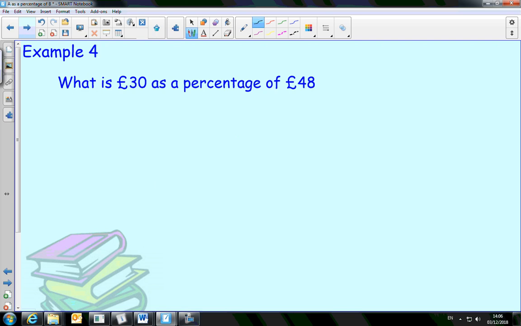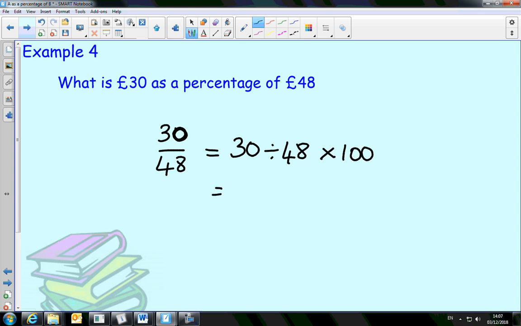And our last example we're going to do together, what is £30 as a percentage of £48? So again, the first thing would be write it as a fraction, 30 over 48. And again, we won't be able to write that as an equivalent fraction with over 100, so we're going to use our calculator, change it into a decimal initially, so it's going to be 30 divided by 48, and then multiply by 100 to change it into a percentage. So 30 divided by 48 times 100 is 62.5%.